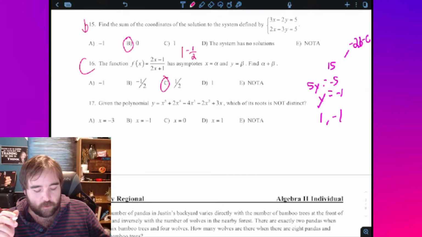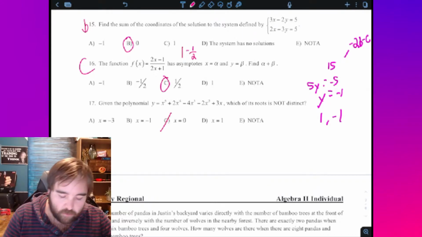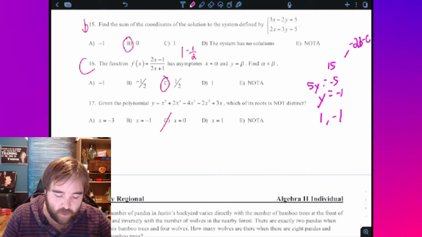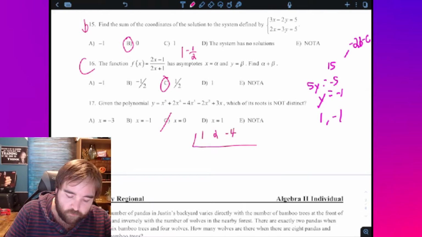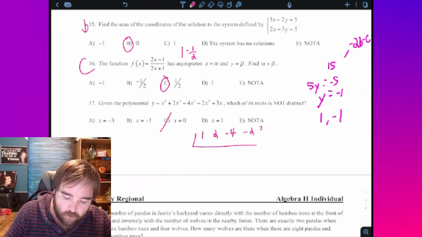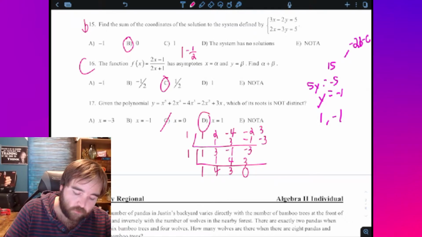Alright, given the polynomial, which of its roots is not distinct? So which is a double root? Well, it's not 0 because you can only factor out an x. I would just do the synthetic. 1, 2, negative 4, negative 2, 3, and see which one I can do twice. That works. Can I do 1 again? Yeah, so it has to be D.